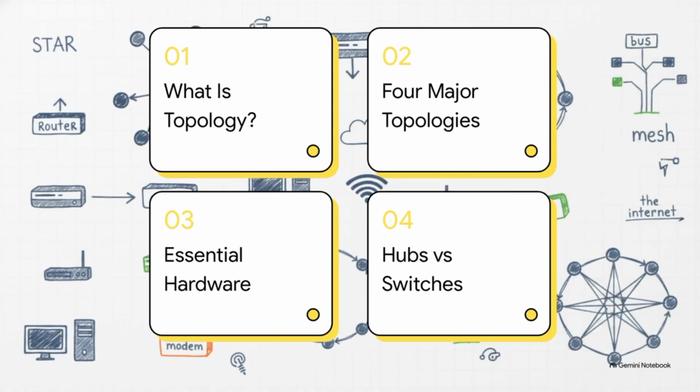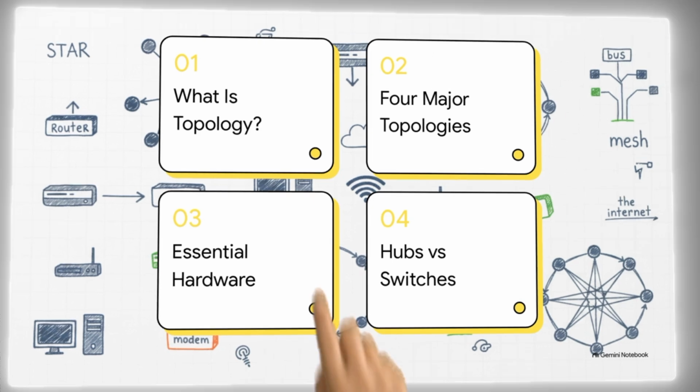Here is our blueprint for today. We'll define what a network topology actually is, explore the 4 major physical layouts, look at the essential hardware directing your traffic, and finish up with a showdown between legacy hubs and modern switches.